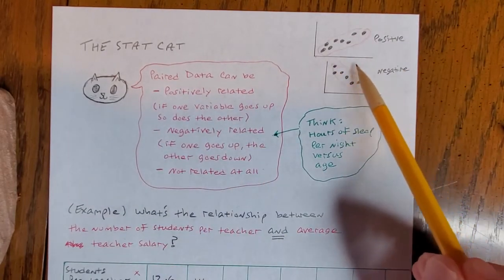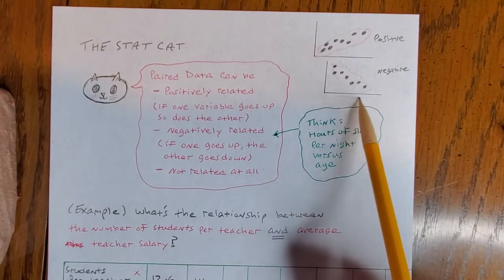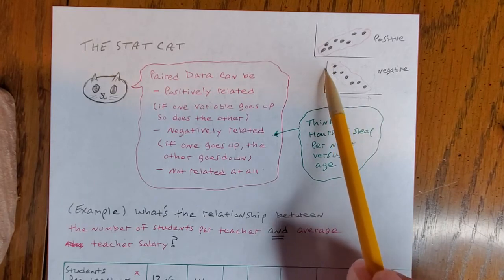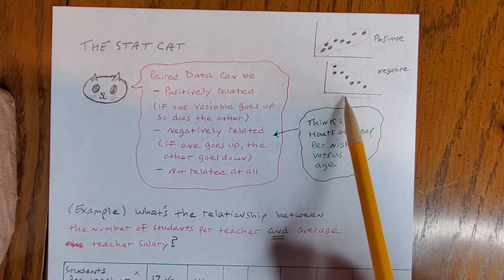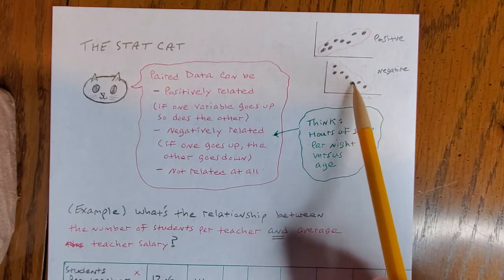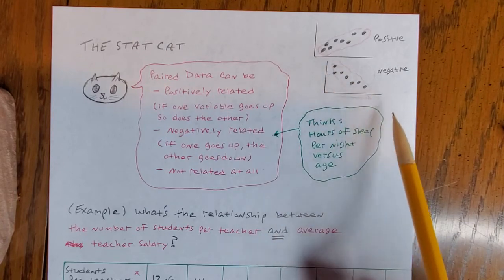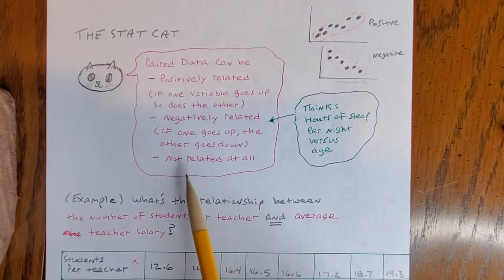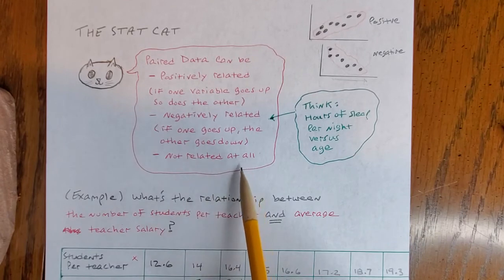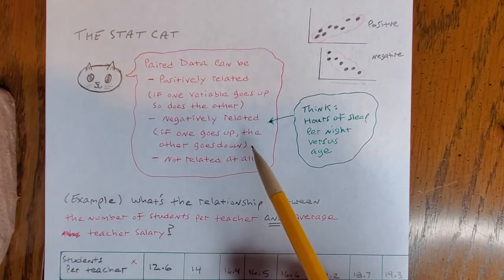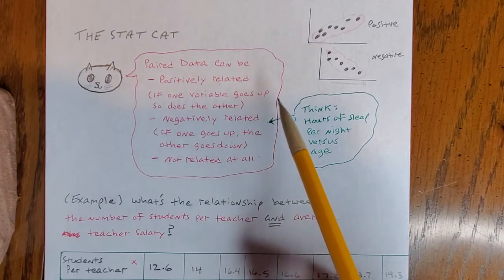That'd be like this. If we put age on the horizontal and hours of sleep per night on the vertical, then the bigger this number got, the smaller this other number got. So that's a negative relationship. Or they might not be related at all. Maybe even variables that you would expect to be related don't have any relationship.